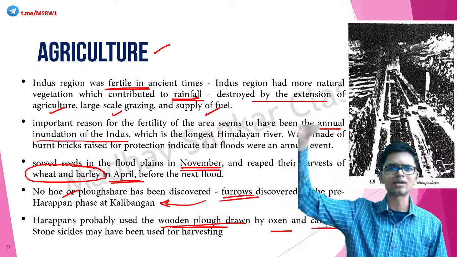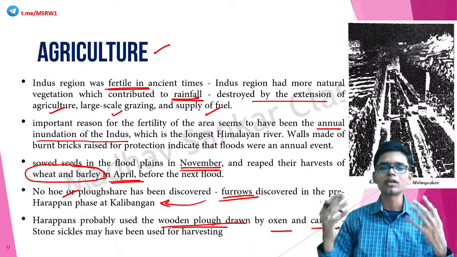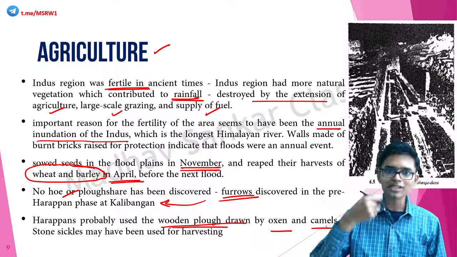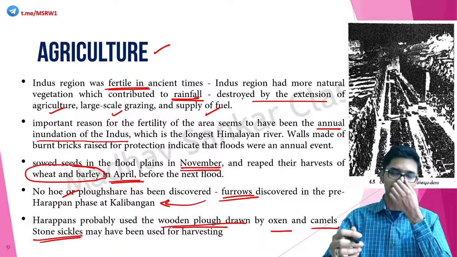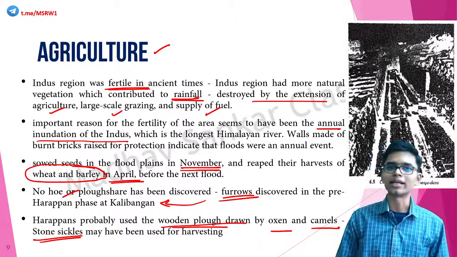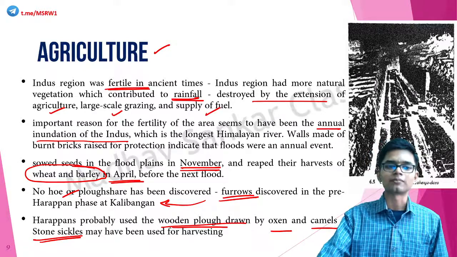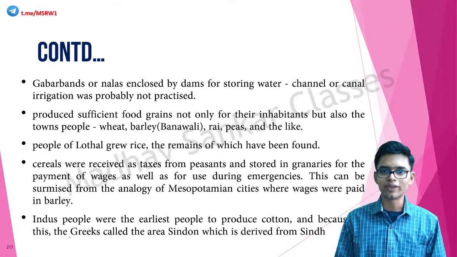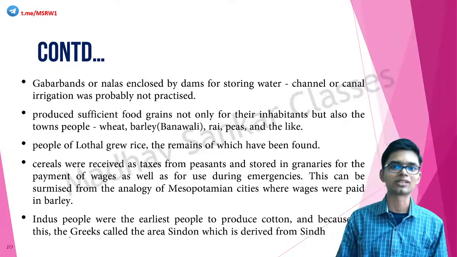Camels were also prevalent in that region. Obviously, even now, in the Thar Desert region, we have camels. So these animals were used for agricultural purposes. And for harvesting purposes, they used stone sickles. Rather than the iron or steel sickle that we have now, back in those days, stone sickles were used for harvesting. Okay, now we have tools, we got the soil. So what is the method for irrigation? That is the next question.